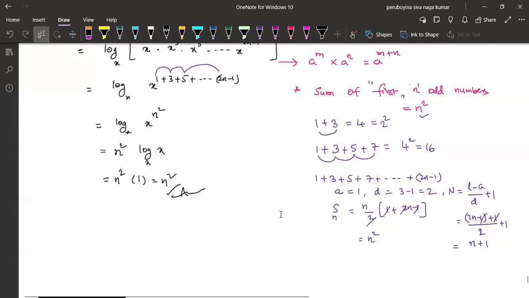This 2n minus 1 is the nth term. So n numbers are there. It is not the last number, it is the nth term. Next, we will solve the third problem.